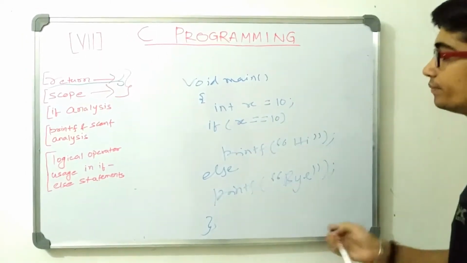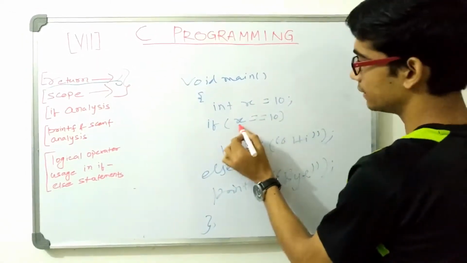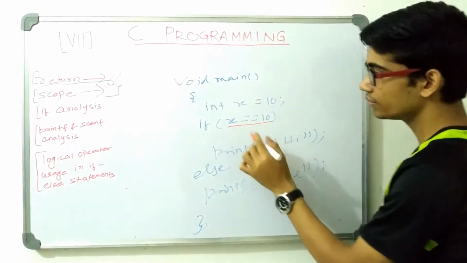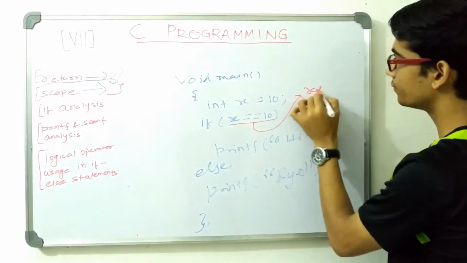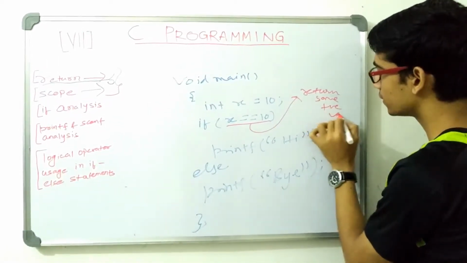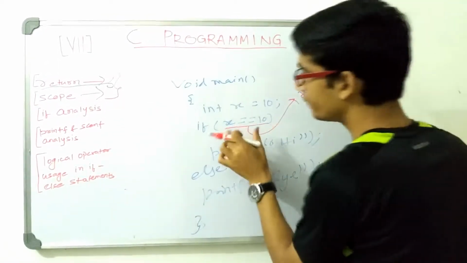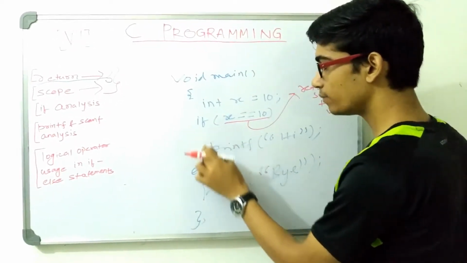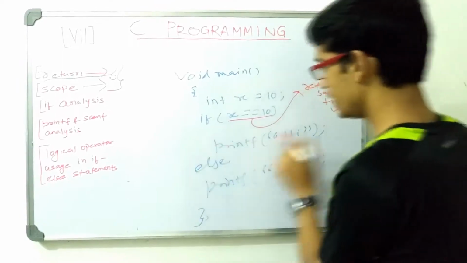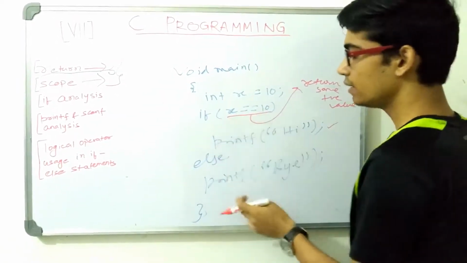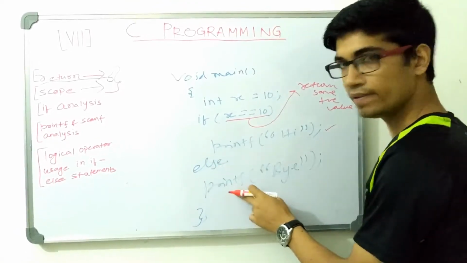Okay, so this condition is true because x is equal to 10. This is going to return some positive value. And we know if under the parenthesis of if there is any positive value, the if is true and the block of if will be executed. So this will be executed and this will not be executed. If the condition becomes false, then the else part will be executed.